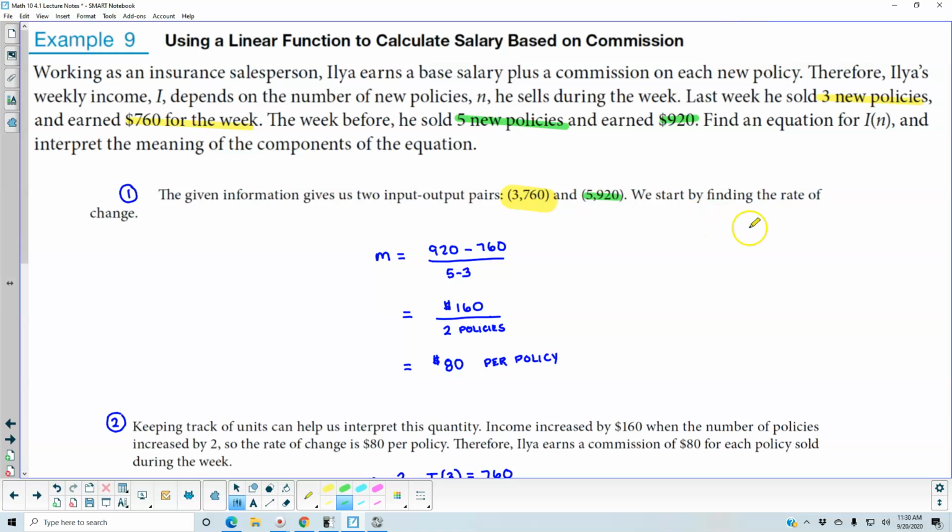So we have to start by finding the rate of change, or the slope. So m is equal to 920 minus 760 divided by 5 minus 3, which gives us $160 over 2 policies. Simplifying that tells us that it's $80 per policy.